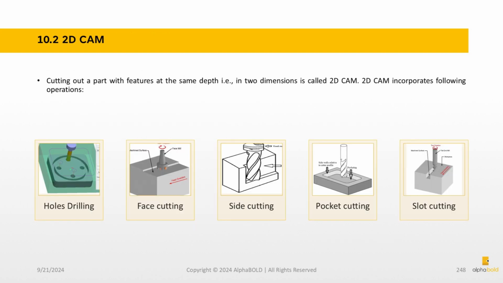2D Cam. Cutting out a part with features at the same depth, such as in 2 dimensions, is called 2D Cam. 2D Cam incorporates the following operations: holes drilling, face cutting, side cutting, pocket cutting, and slot cutting.